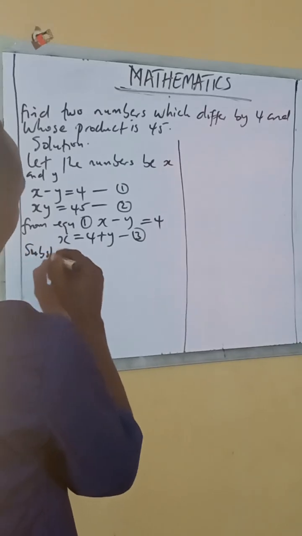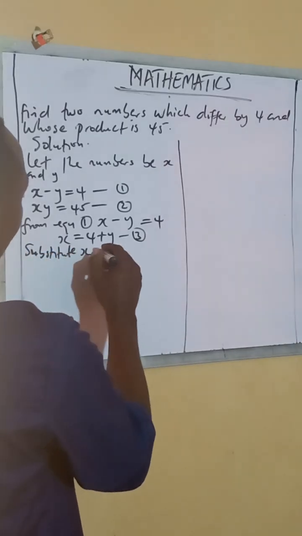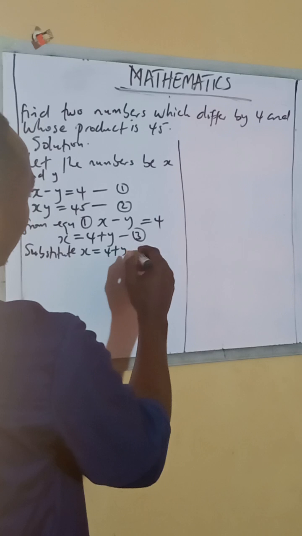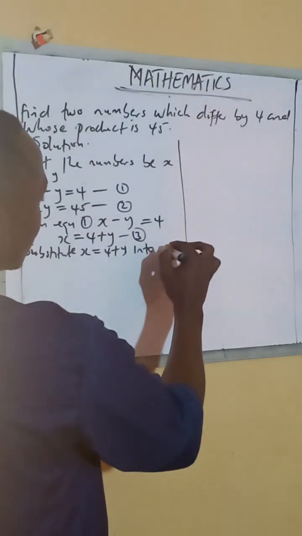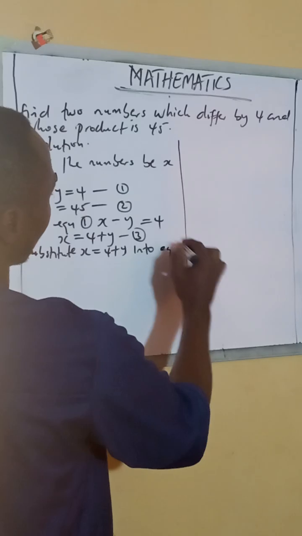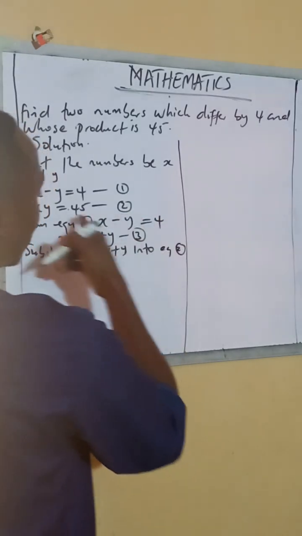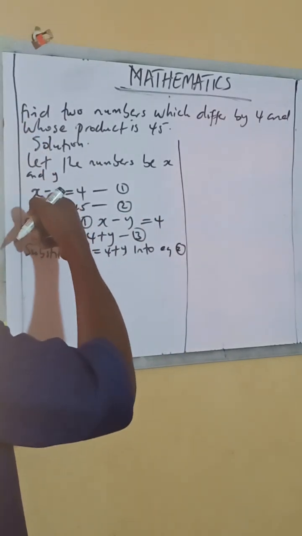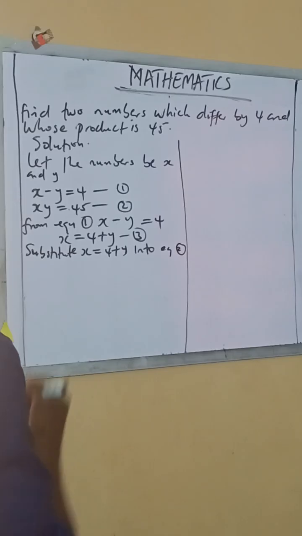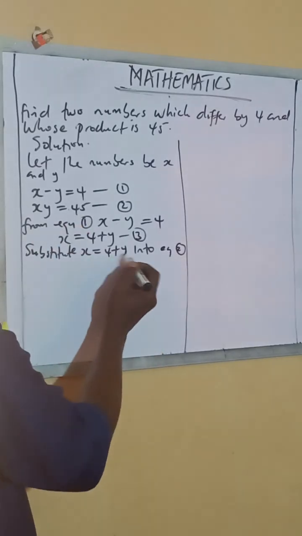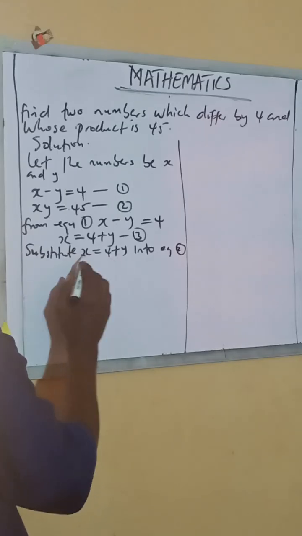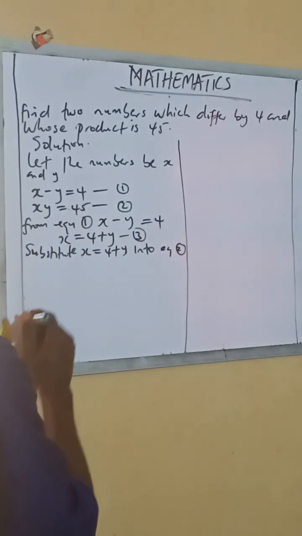Substitute X equals 4 plus Y into equation 2, because that is the quadratic. So anywhere you see X in equation 2, you put 4 plus Y, since 4 plus Y represents X.